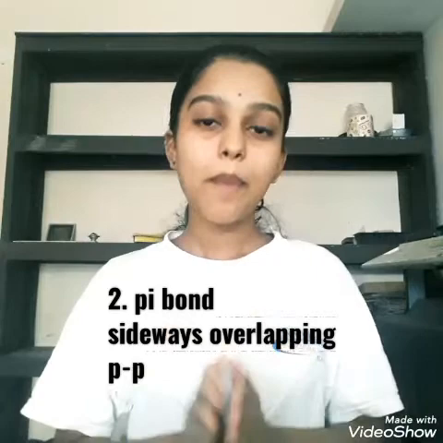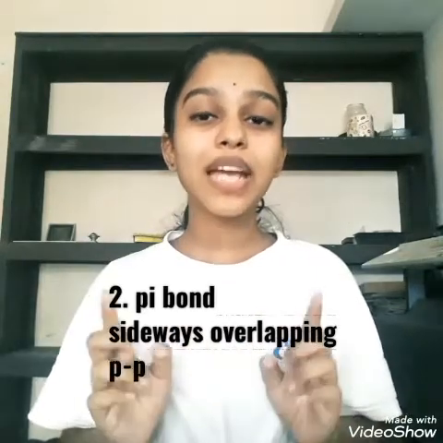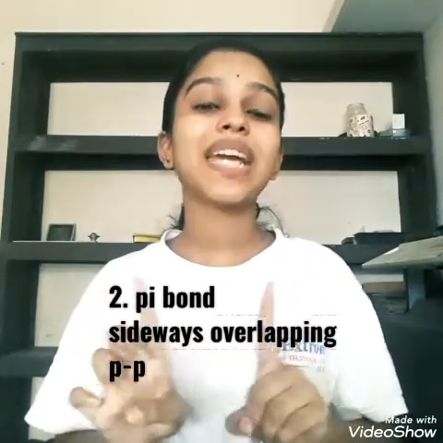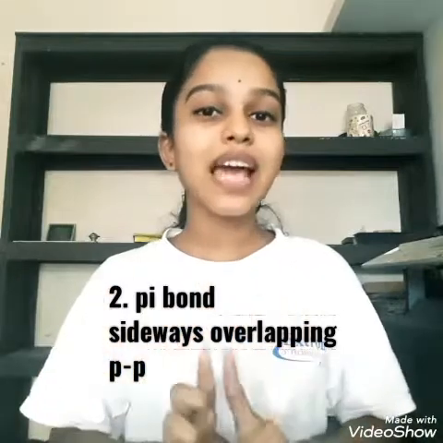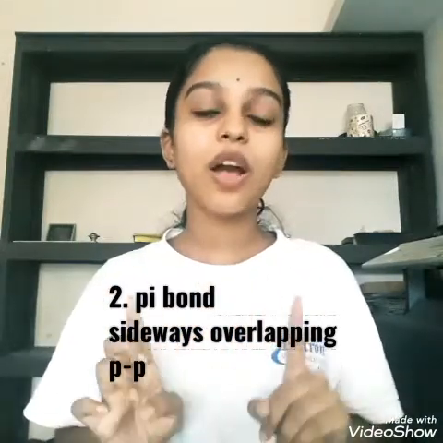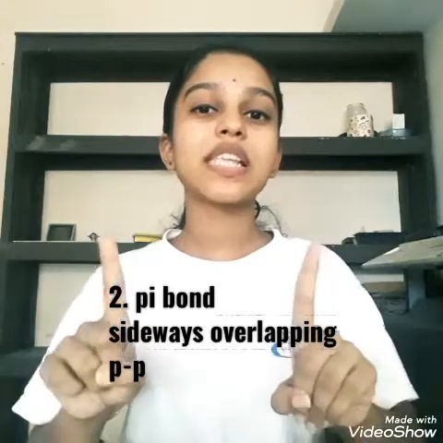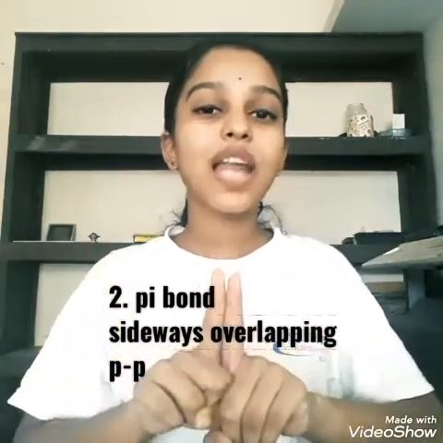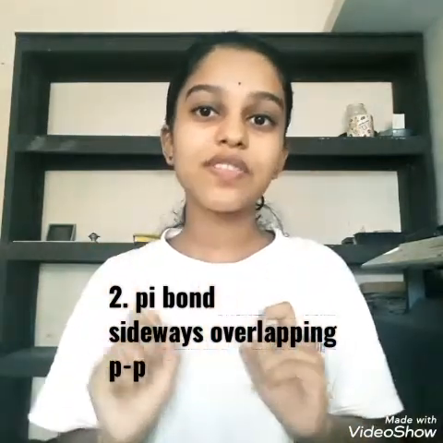Then the next kind of covalent bond is pi bond. Pi bond is formed when the overlapping atomic orbitals are overlapping in sideways fashion. This can only happen in the case of p orbitals. If two p orbitals are coming and overlapping in side-to-side fashion, that will result in a pi bond.